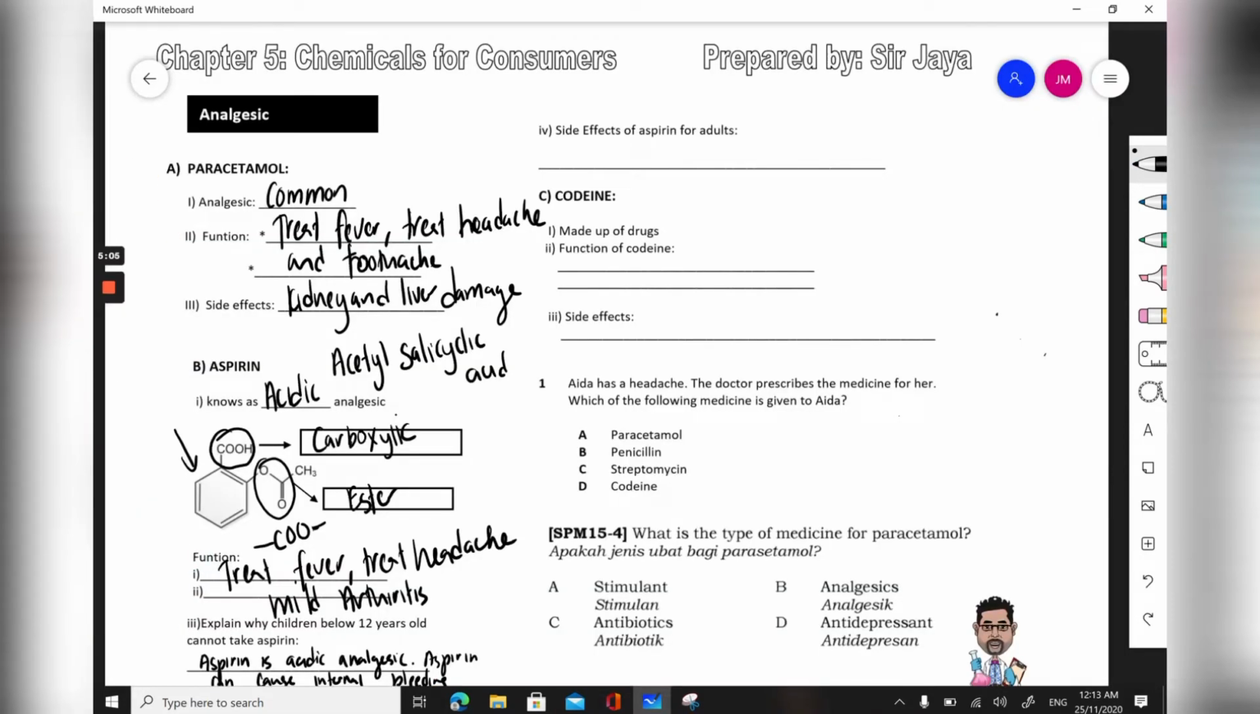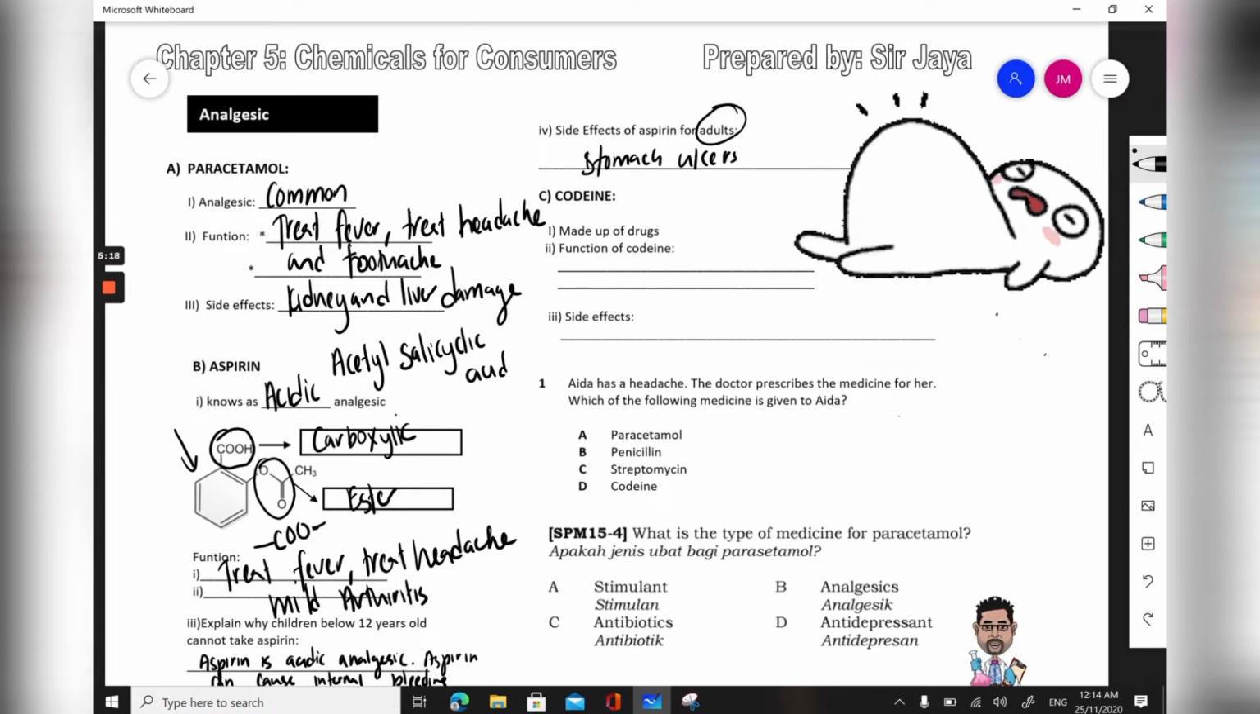Okay, we move on to the side effects caused by aspirin for adults. The side effects caused by aspirin for adults: it can cause stomach ulcer. Formation of stomach ulcer can occur in their stomach.